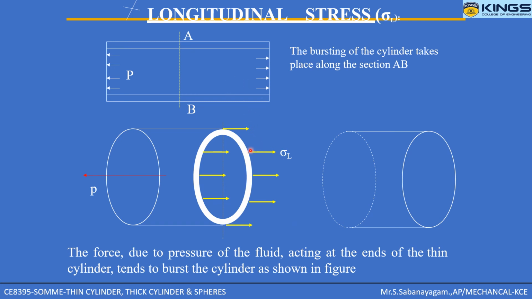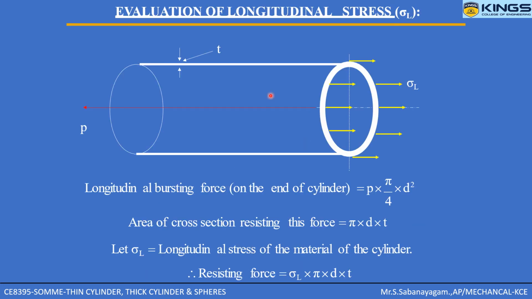As we know, longitudinal stress acts along the length of the cylinder. That is, the force due to the pressure acting at the ends of this thin cylinder, the white circle, tends to burst the cylinder as shown in the figure. So this will be the thickness, then the internal pressure, and then this longitudinal stress. So the longitudinal bursting force, when failure takes place, will be calculated from this bursting force only: P into pi by 4 d square. This will be the area of the hollow cylinder, right? The area of the hollow cylinder will be pi by 4 d square, where d is nothing but the internal diameter of the hollow cylinder.